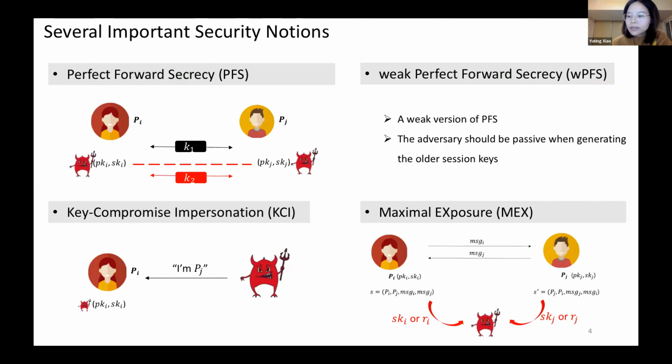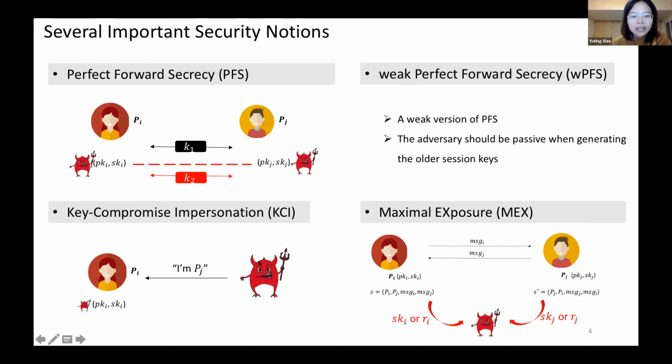There are several important security notions I should introduce here. The first one is perfect forward security, PFS. It states that the compromise of the long-term keys of both sides does not affect the secrecy of older session keys. The second is a weak version of PFS. It requires that the adversary should be passive when generating the older session keys. The third is key compromise impersonation, KCI.